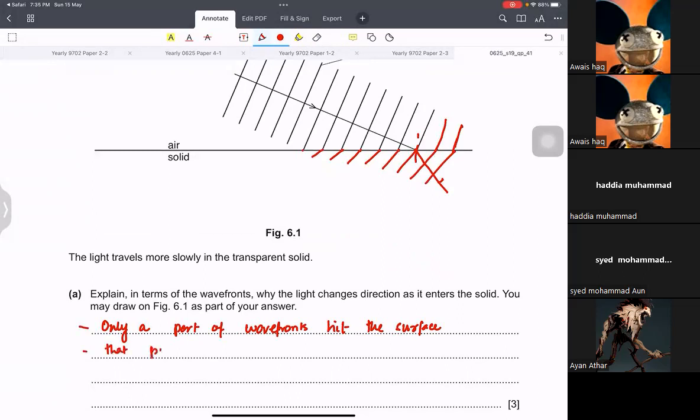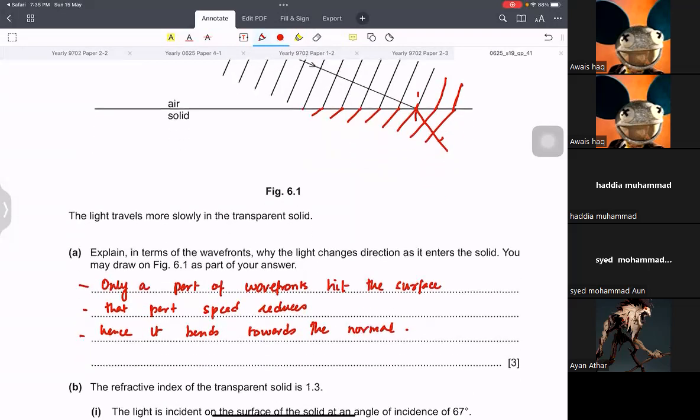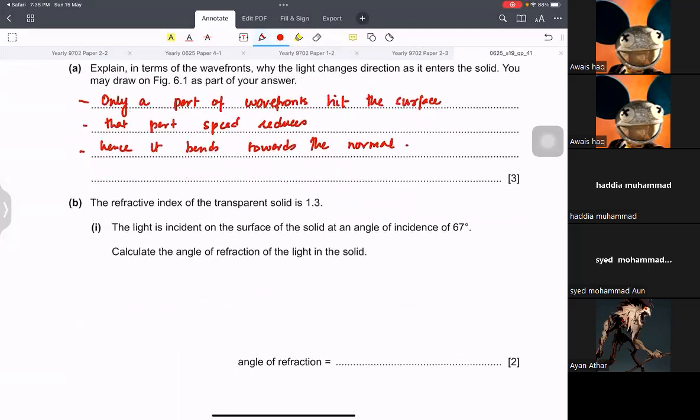That part, speed reduces. All right. Hence, it bends towards the normal. So whenever it's going from low dense to high dense, then it has to bend because of the speed being reduced.